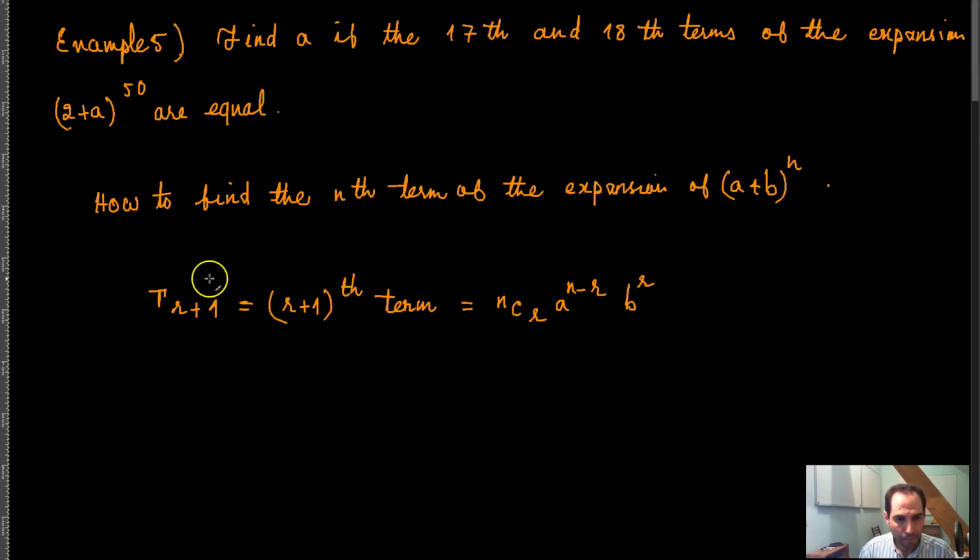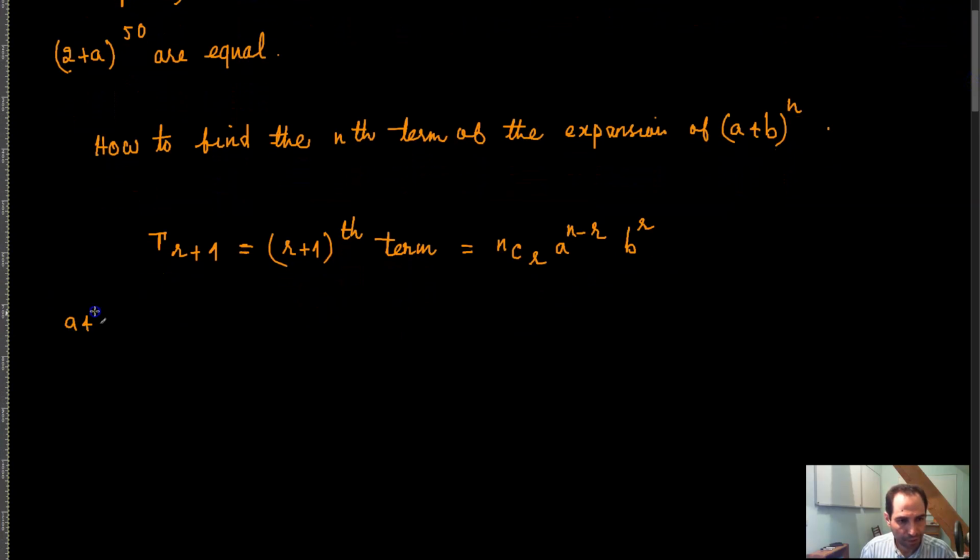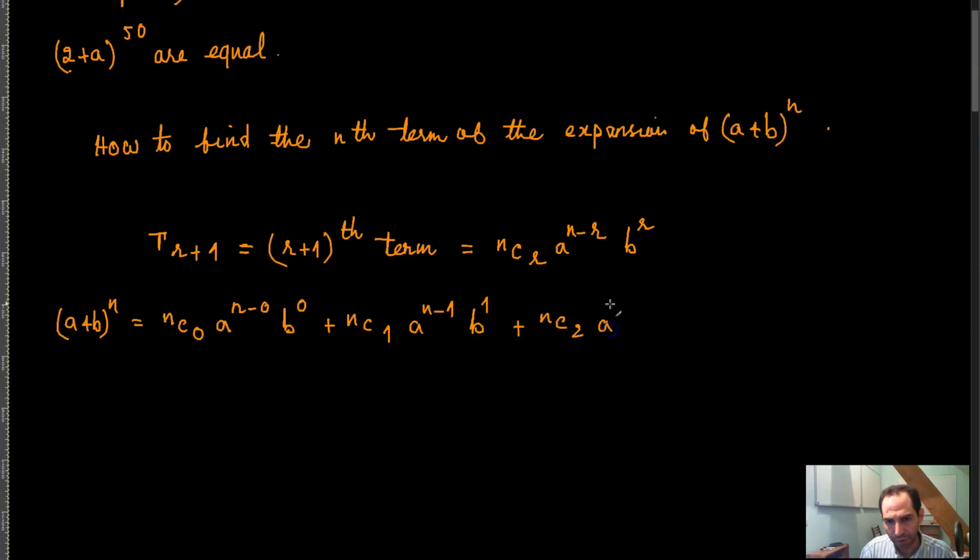So what this means is that, for example, if you have a plus b raised to the power n, that is equal to n combination 0, a raised to the power n minus 0, b raised to the power 0, plus n combination 1, a raised to the power n minus 1, b raised to the power 1, plus n combination 2, a raised to the power n minus 2, b raised to the power 2, plus all the way up to n combination n, a raised to the power n minus n, b raised to the power n, right?